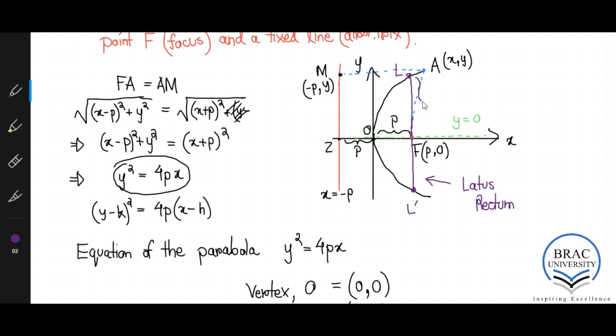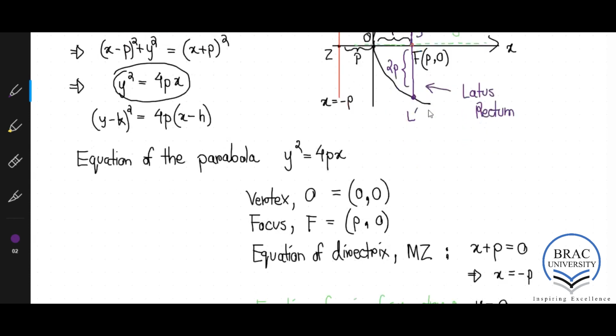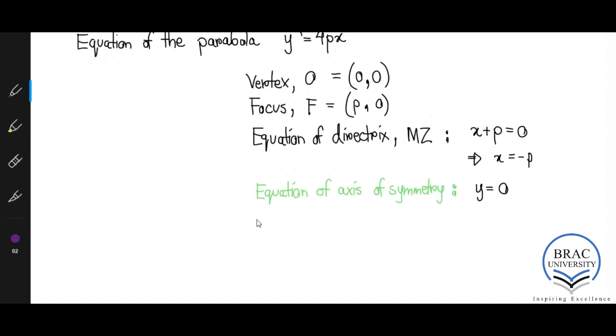Now this length here is just 2p, and this length here is also just 2p. So you can see that the length of L to L prime is 4p. Now that might vary since we will be using a notation for p, so p can be negative or positive in our discussion. So let's go ahead and write that down.